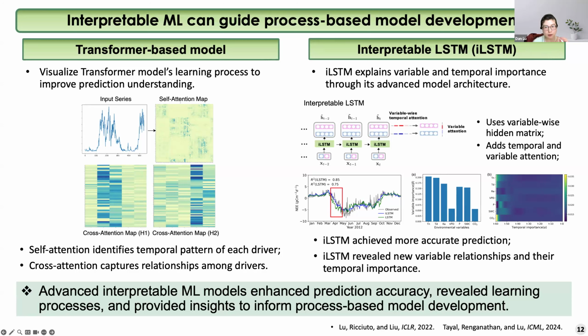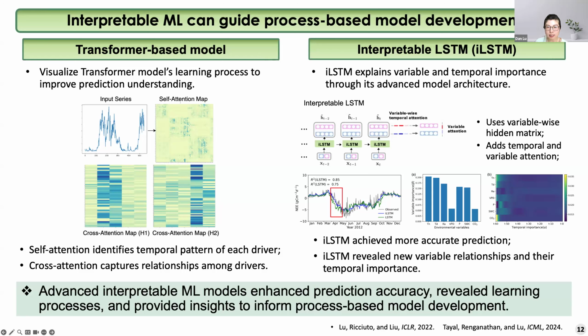By extracting and visualizing these attention values, we can validate the model's learning process and, in the meantime, ensure it aligns with our understanding of the system's relationships and the dynamics. In another study, shown in the right column, we developed interpretable long short-term memory networks to predict water and carbon fluxes using multiple environmental drivers while simultaneously analyzing both the variable and the temporal importance. Unlike standard LSTM models, which just mix the drivers' dynamics within the hidden states, our interpretable LSTM uses a variable-wise hidden matrix.